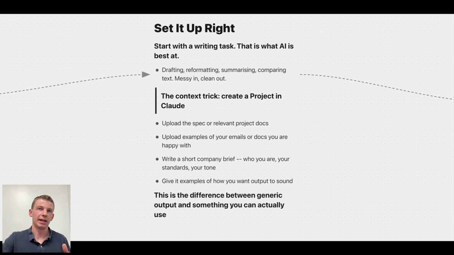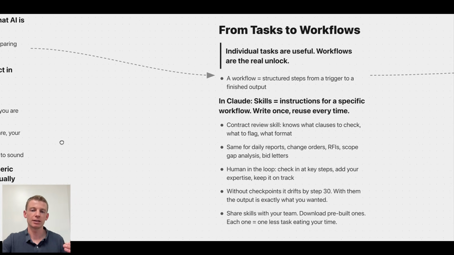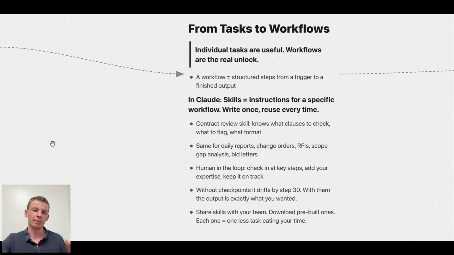So the next step when it comes to setting up AI is changing from tasks to workflows. That is useful, but how can we make it more useful? Once you get the hang of that task thing, then you can go from an individual task to something where it actually gets really interesting. Individual tasks are useful, but workflows are where the real benefit is. A workflow is essentially a structured set of steps that takes you from a trigger to a finished output.